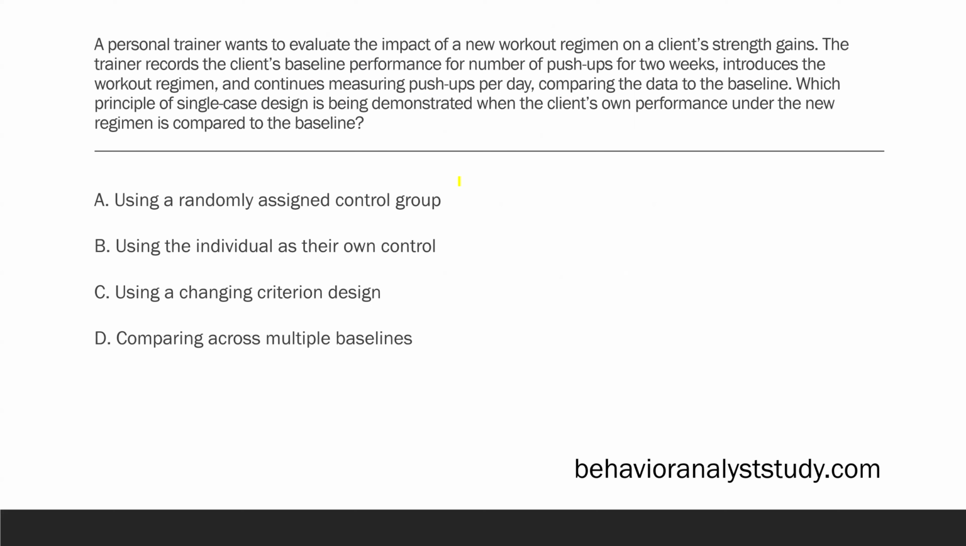And one of those core principles is we're taking individuals and we're comparing their performance to intervention to their own baseline. In this case, we have a trainer who's evaluating this workout regimen. He is taking baseline number of push-ups for 2 weeks. He then introduces intervention and then compares the client back to baseline. So he gets a baseline. Let's just make up a graph. Let's say this is a baseline, and then this is intervention. He's going to compare the client's intervention to their baseline.